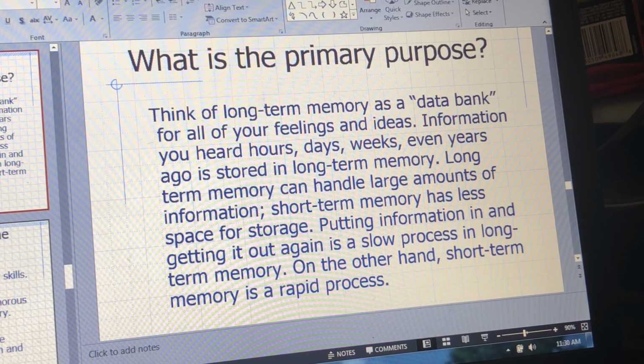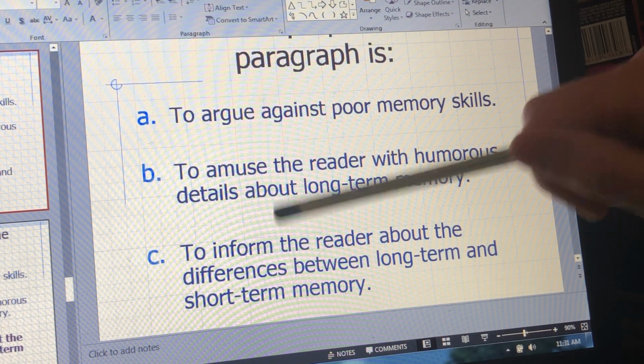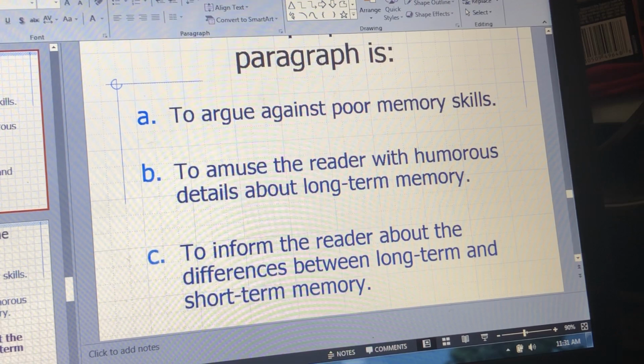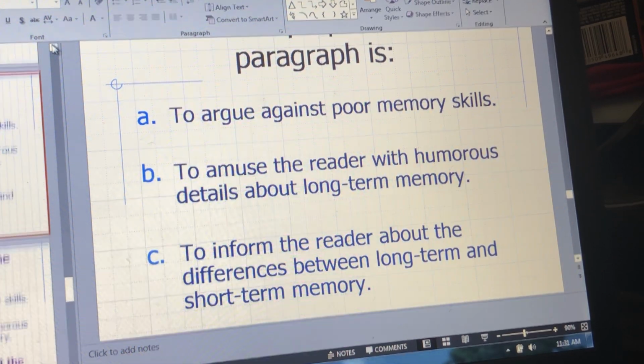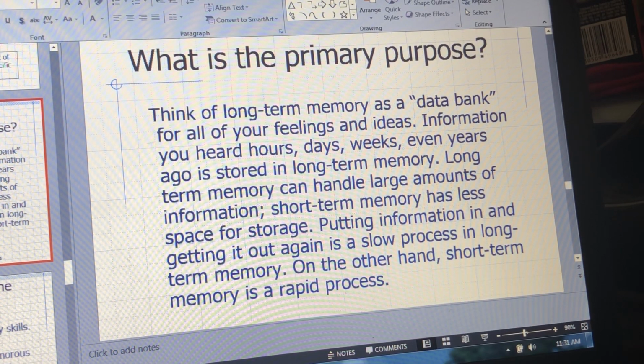Okay, so the main purpose of the paragraph is to argue against poor memory skills, to amuse the reader with humorous details about long-term memory, to inform the reader about the differences between long-term and short-term memory. Okay, so we can see we have inform, amuse, argue. All right, let me back up and I'll give you another chance to kind of look at that. All right, is this informative, entertaining, or argumentative?